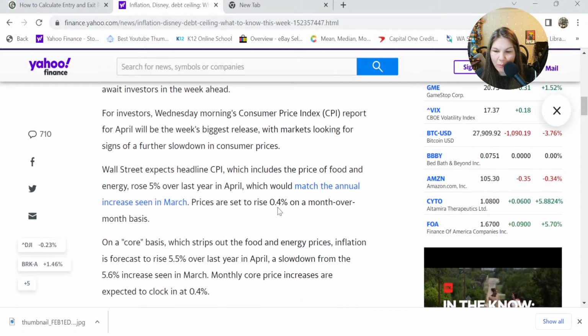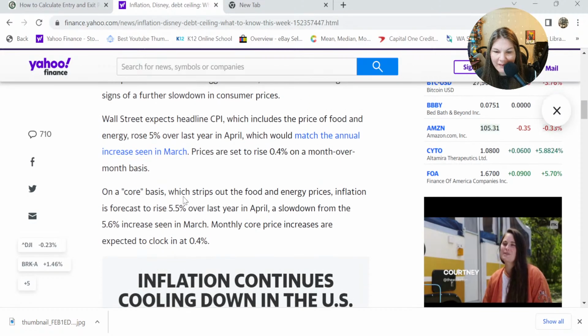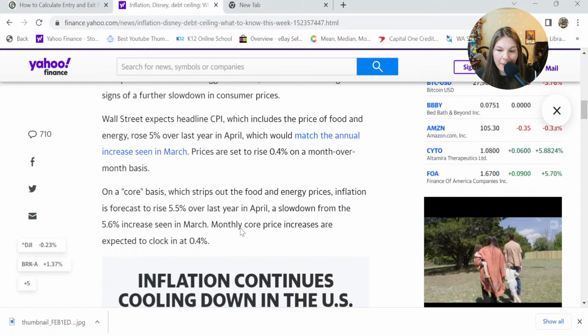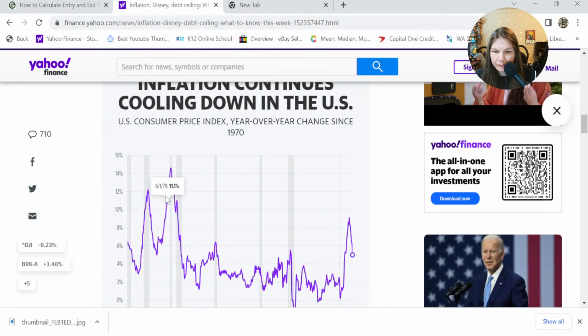Prices are set to rise 0.4% on a month-over-month basis. On a core basis, which strips out the food and energy prices, inflation is forecast to rise 5.5% over last year in April, a slowdown from the 5.6% increase seen in March. Monthly core price increases are expected to clock in at 0.4%.